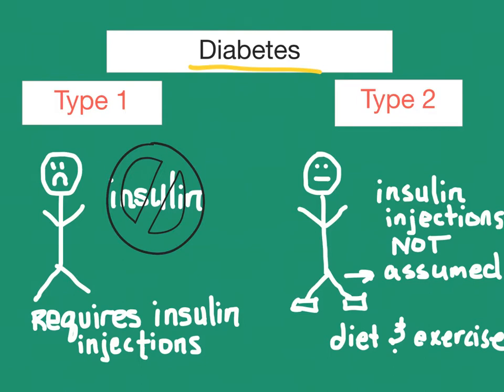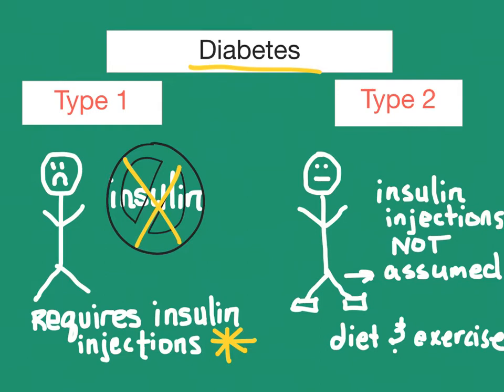So type 1 is defined as when a patient's body fails to produce insulin. It's not producing insulin. So it can be safely assumed that the type 1 diabetic will require regular insulin injections just by the sheer fact that the body is not producing it. Again, we can assume that the regular insulin injections are happening.